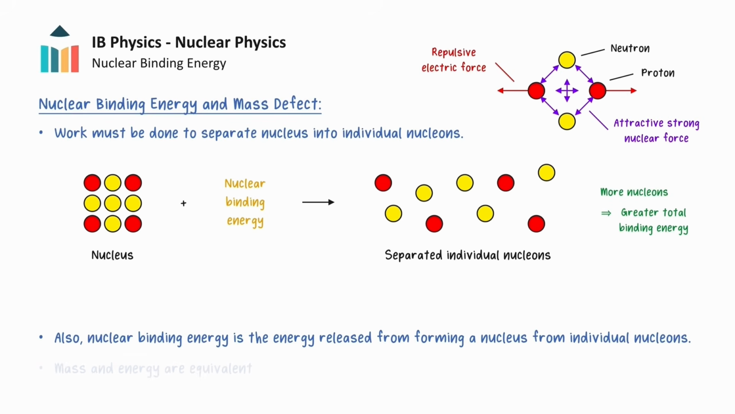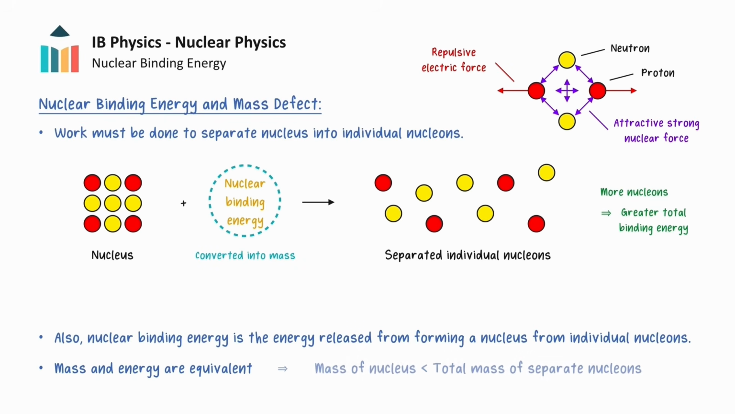But as we saw, energy and mass are different aspects of the same quantity from the mass-energy equivalence. In separating a nucleus into its constituent nucleons, the energy input is converted to mass and results in an increase in mass. So the total mass of the individual nucleons making up a nucleus is greater than the mass of that nucleus. This difference in mass is called a mass defect, and is the mass equivalent of binding energy.